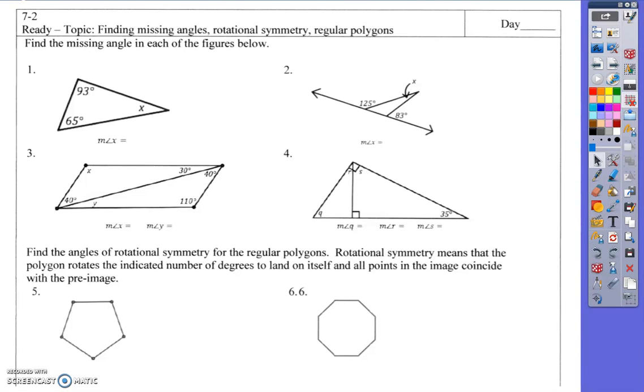So hi again today. We're going to be working on 7.2 today, so you're going to want to start with this warm-up. I honestly can't think of any reason to help you with these problems. They seem pretty easy to me.